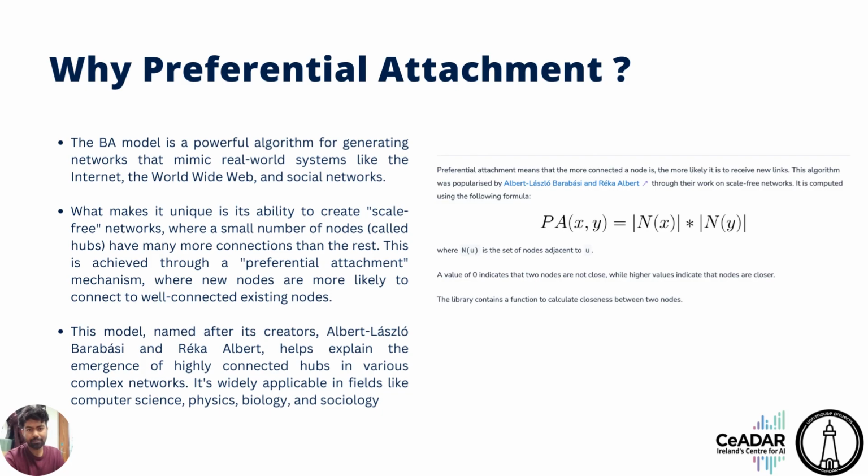It is named after its pioneering creators, Albert-László Barabási and Réka Albert. This model unveils the genesis of these highly interlinked hubs across a spectrum of intricate networks. Its broad application spans the realms of computer science, physics, biology, and sociology, underpinning our understanding of complex systems in various domains. The BA model is a pivotal tool in deciphering the structural underpinnings of these multi-faceted networks that shape our interconnected world.